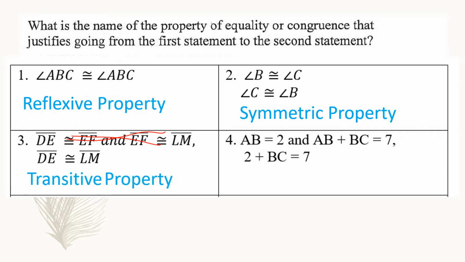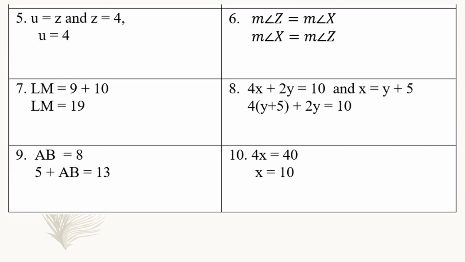Number 4, AB equals 2 and AB plus BC equals 7. So then we have 2 plus BC equals 7. So we are plugging that in, which is the substitution property. Whenever you plug something in, it's a substitution property.